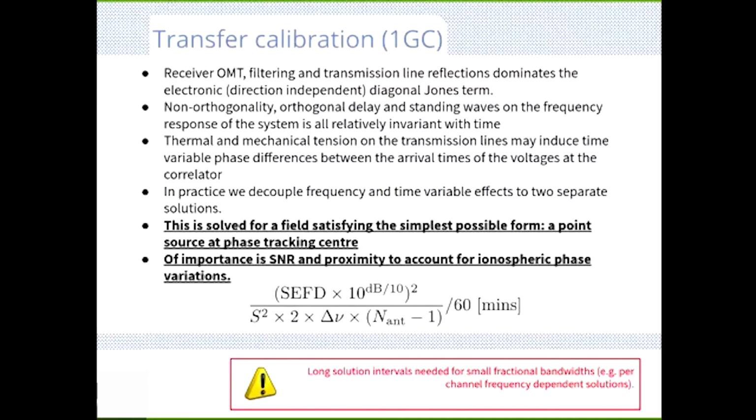As I said, both the thermal and mechanical tension on the transmission lines, if you have a fully analog system, may induce time variable phase differences in the arrival times of the voltages at your correlator. So this is primarily an effect that really drives errors on older analog systems. But in practice, because the engineers have designed the system to have a stable frequency response within some temperature range, which is why we cool our telescope, we can decouple those frequency variable effects and time variable effects. So we can, in principle, decouple the bandpass response, or the frequency response of the system, and its temporal cable delays or ionospheric or whatever response. So two separate solutions in this case. And we can only do this because the engineers have done a fantastic job. So kudos to the engineers.